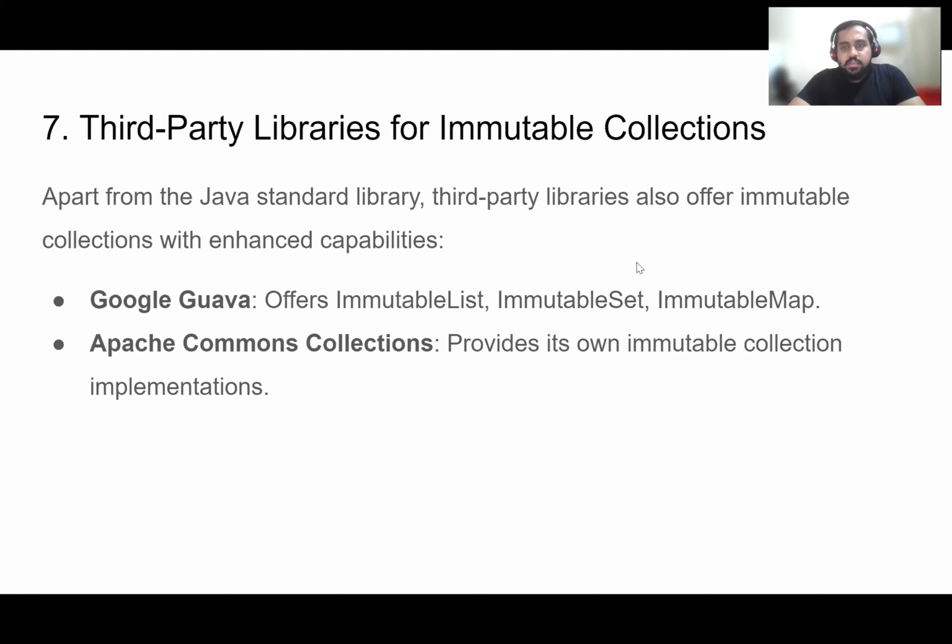Apart from the factory methods and utility classes, we can create immutable collections in other ways too. We also have third-party libraries for immutable collections. Apart from the Java standard library, there are third-party libraries which offer immutable collections with enhanced capabilities. What are they? Google Guava, which offers immutable list, set and map, and also Apache Commons Collections, which provides its own immutable implementation for the collections. Using these third-party libraries, we can also make our collection immutable.